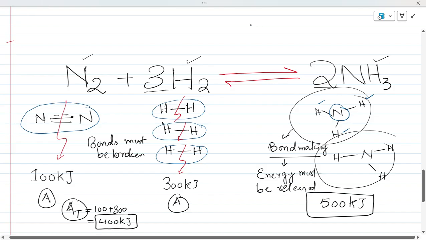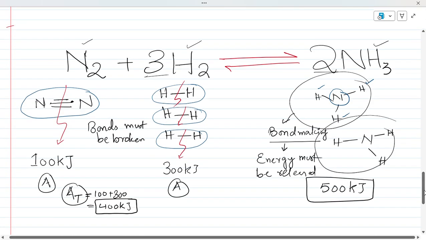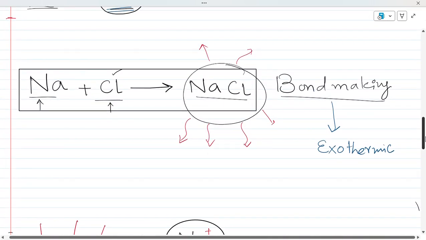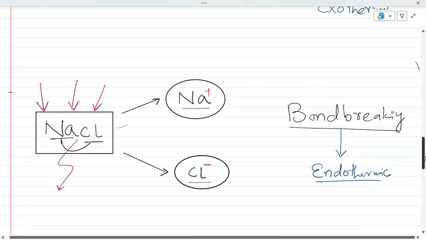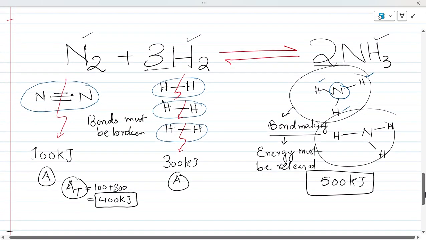We are going to use these values later on when we calculate the enthalpy change and discuss it. So this is an example involving bond breaking on the left hand side of the equation and bond making on the right hand side of the equation. The previous examples that we discussed were very simple; they were either bond making or bond breaking. But in the exam, you will be given scenarios in which both processes occur.